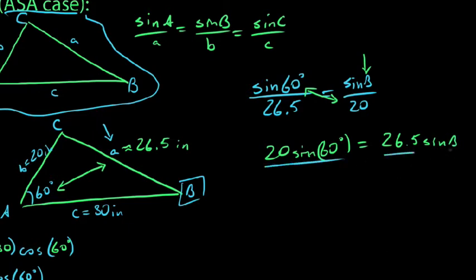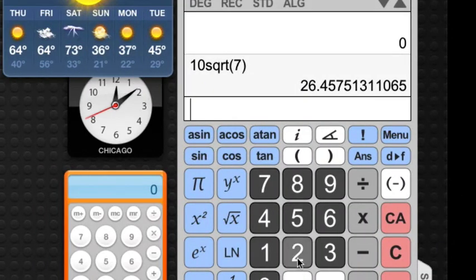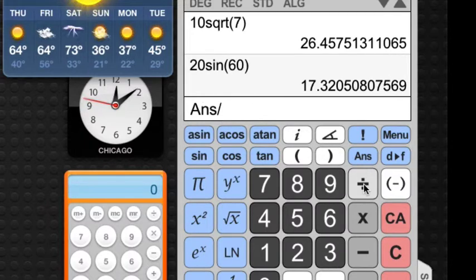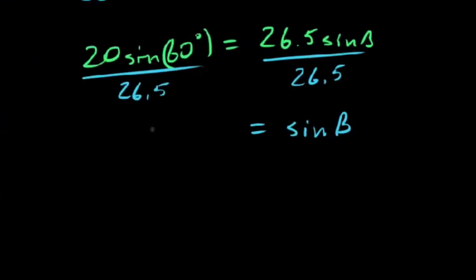So now all we need to do is divide by 26.5, and that'll isolate our sine B. So we have sine of angle B is equal to 20 sine 60 over 26.5. We'll pull out our calculators now. 20 sine 60, enter, and we divide this by 26.5. Because we haven't got the angle yet, we've just got a decimal value, I'm going to take this out a few places: 0.6536-ish.